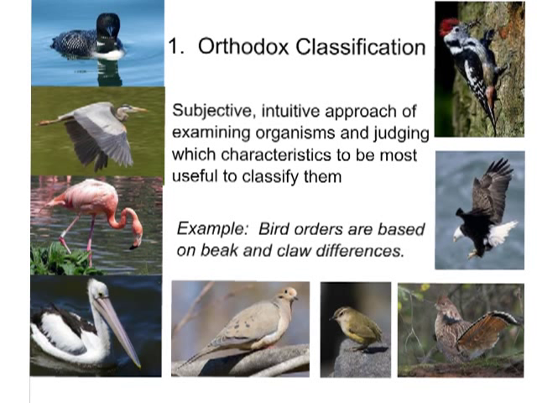An example would be bird orders. The orders that birds have been classified into are a result of this type of classification, and they're based mostly on their beak and claw differences.